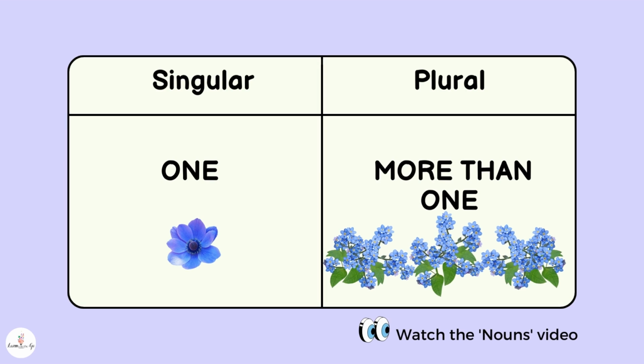So what is a singular noun and what is a plural noun? If you still haven't watched our nouns video, go ahead and watch it. Now, a singular noun is when there is one of that noun. A plural noun is when there is more than one. Now, we need to remember that there are specific spelling rules that we should remember when changing a singular noun into a plural noun.